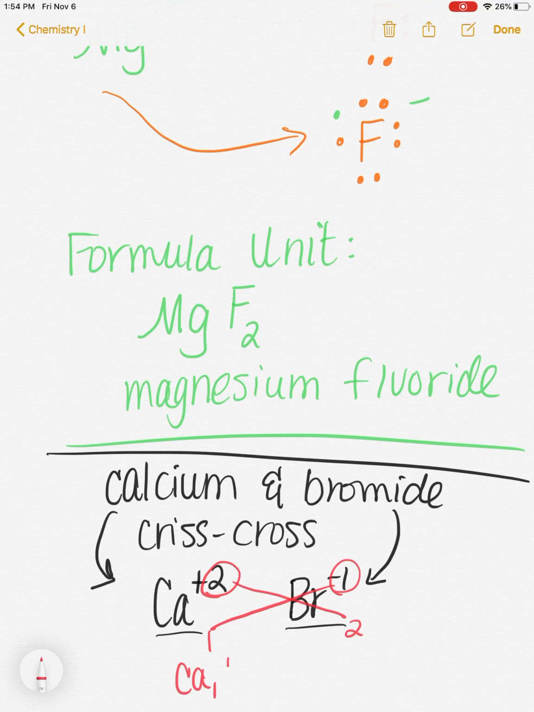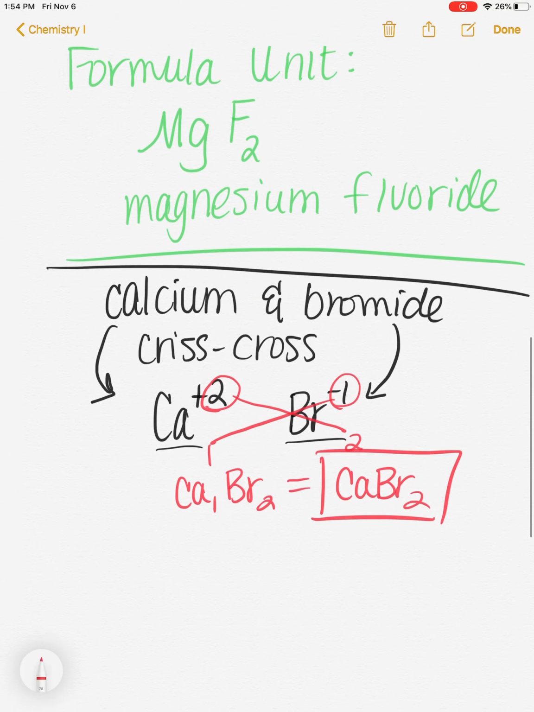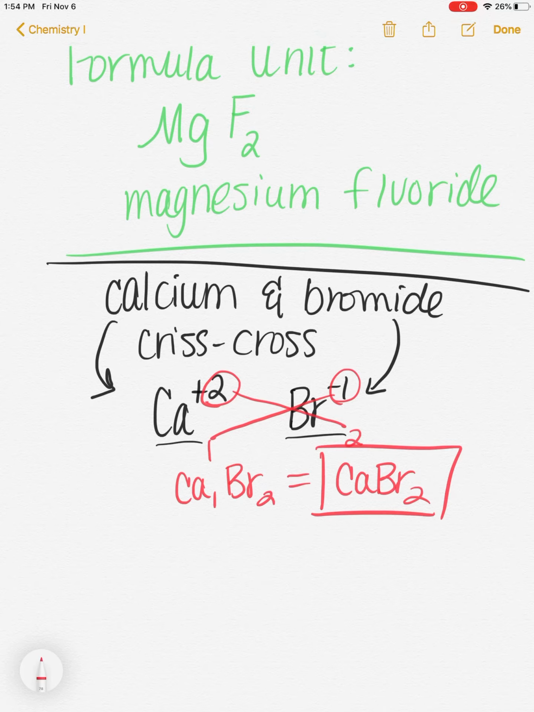So calcium, there's 1 of them. There's 2 bromines after I crisscross my numbers. You can write it as Ca1Br2, but generally if it's a 1, we just leave it out as an implied 1. And the correct formula for the unit that would form between calcium and bromine is CaBr2. And again, we would call it calcium bromide because it is an ionic compound where electrons are gained or lost.